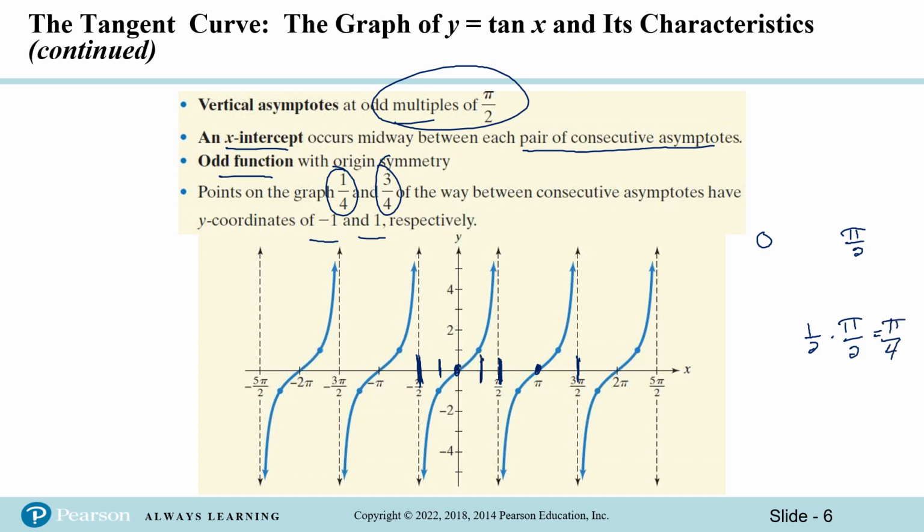So here at pi over 4, you're going to have a y value of 1, and then at negative pi over 4, you'd have a y value of -1. And it works for all of them. Halfway between 2 pi and 5 pi over 2 would be 5 pi over 4, and that's right here, and there's your 1, etc.